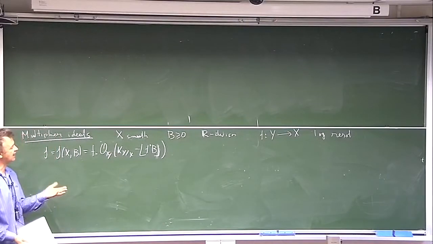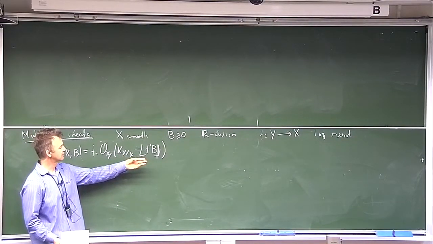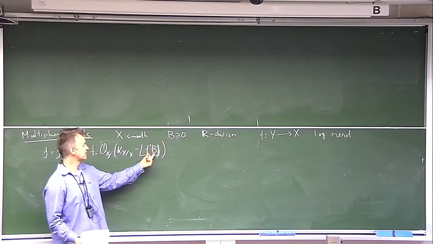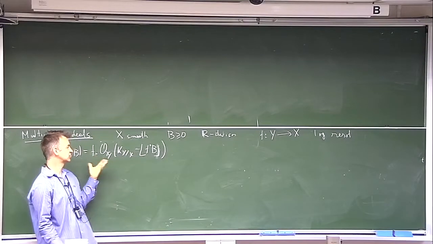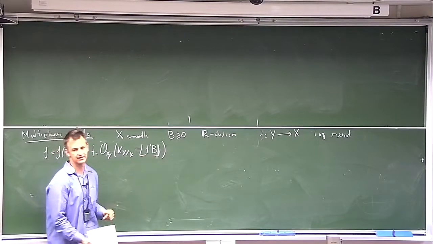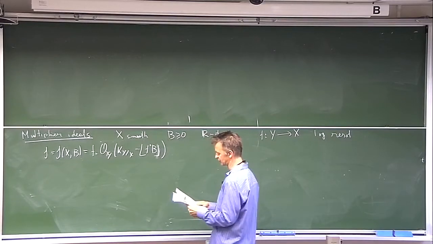Yes, I understand that if you're not used to working with these round downs, it's not very nice, but this is an R-divisor. When you pull it back, it's still an R-divisor. In order to make this into a sheaf that you can push forward, you have to do something like that, right? Either the round down or the round up. Those are pretty much your only choices.